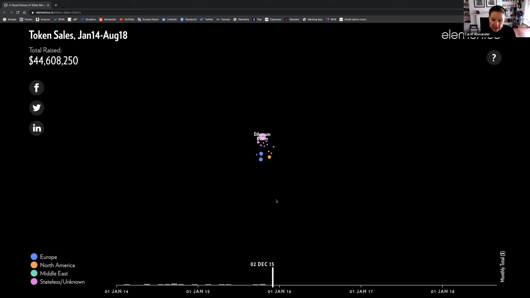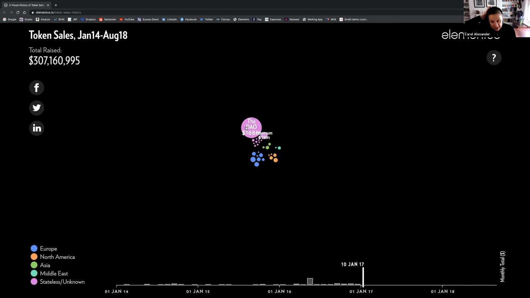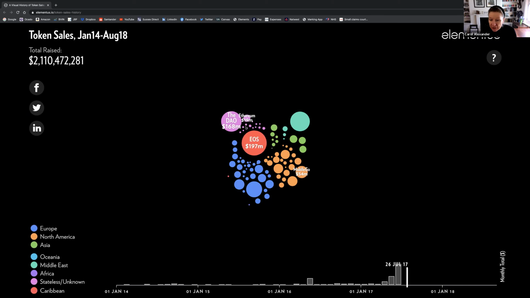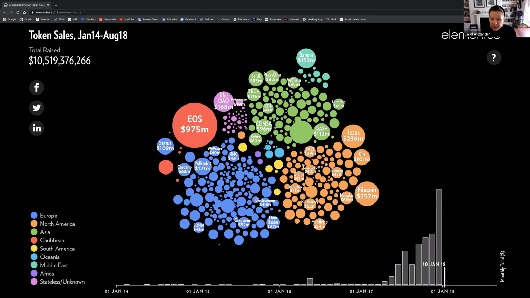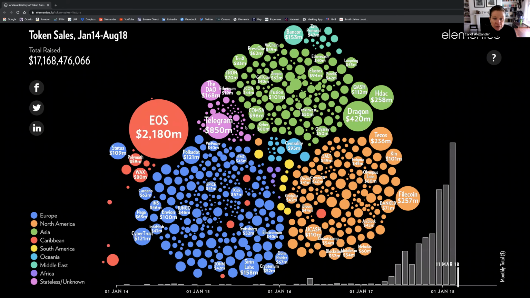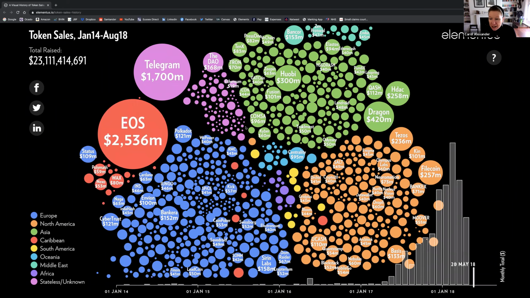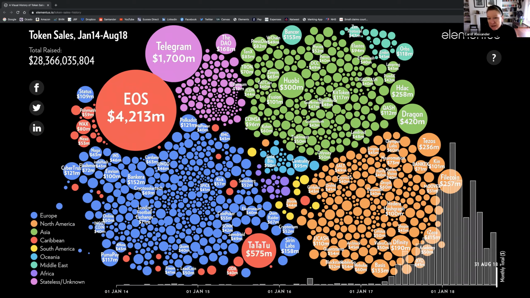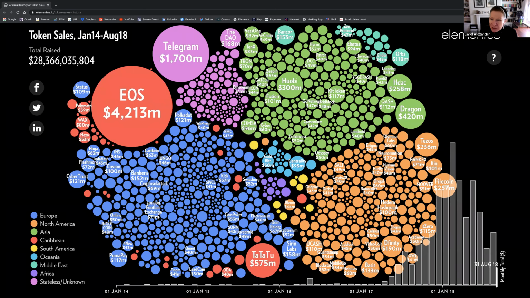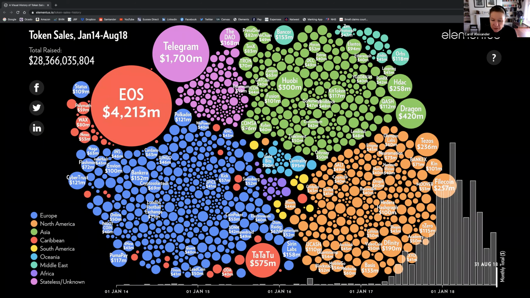And the size of this little bubble and the location tells you the time. The size tells you how much was raised. So here's the decentralized autonomous organization, which raised 168 million. Ethereum, and there's the first EOS one, which went on for a long time. Most of them don't go on very long, but you can see the amount raised is increasing over time. And this stops in August 2018. And that was the sort of beginning of the ICO bubble, 2018.